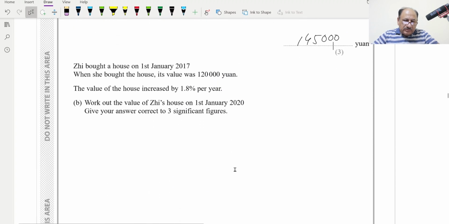Then Zihi bought a house on 1st January 2017. When she bought the house, its value was this much yuan. The value of the house increased by 1.8% per year. Work out the value of her house on 1st January 2020. Give your answer correct to 3 significant figures.